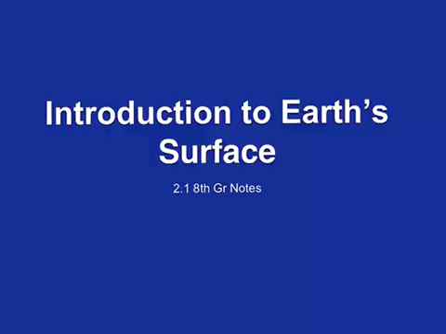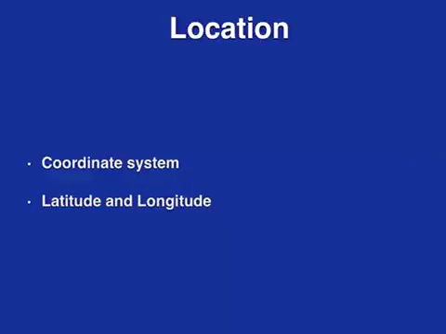In this chapter, we're really going to focus on looking at Earth's surface and how we describe it. One of the most basic ways to describe Earth's surface is your location on that surface. One of those ways would be a coordinate system, like east, west, north, and south, which is an example of a coordinate system. And then your latitude and longitude. When you talk latitude and longitude, you deal with degrees.